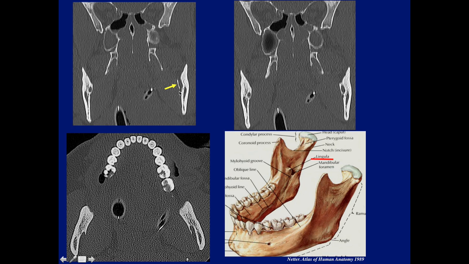Now the first time I saw this, this was a trauma case, I thought it was fractured. This is the lingula, the little piece of bone in the region of the mandibular foramen. But on very thin cuts, it will look like it's not connected, but this is normal, because if you look very carefully, you will see a little bit of connection. But you see, it's a very thin structure, so it may appear as if it was broken off. So it's called the lingula of the mandible.